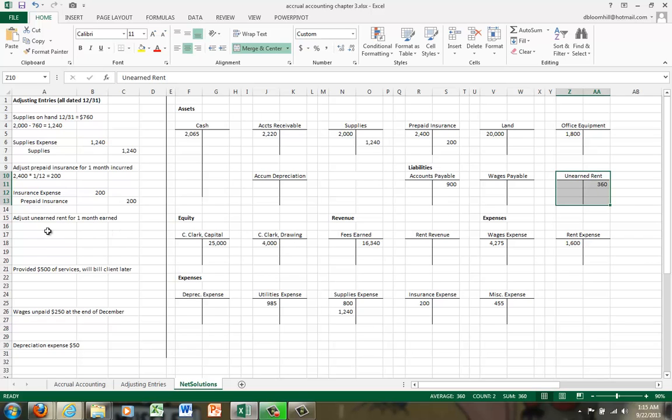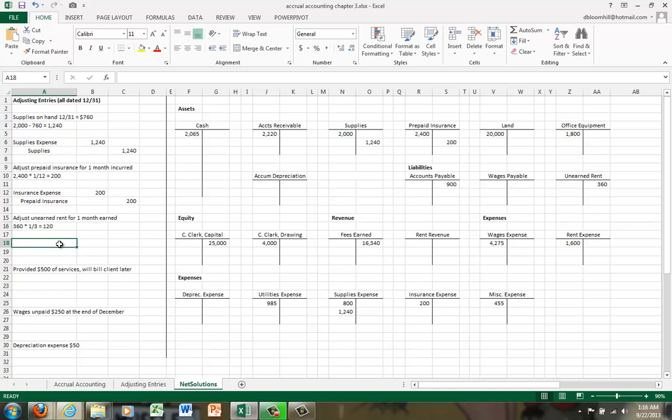unearned rent. Now, after a month has passed, 1/3 of that amount has been earned, because again, the $360 was paid for 3 months in advance. So we're going to take the $360, we multiply it by 1/3, and we get a $120 adjusting entry. That is the amount of the revenue that was earned.